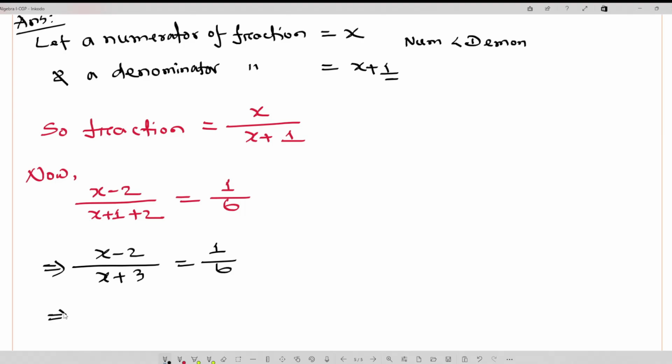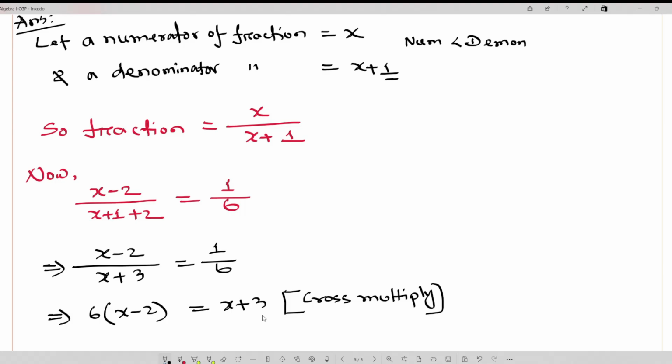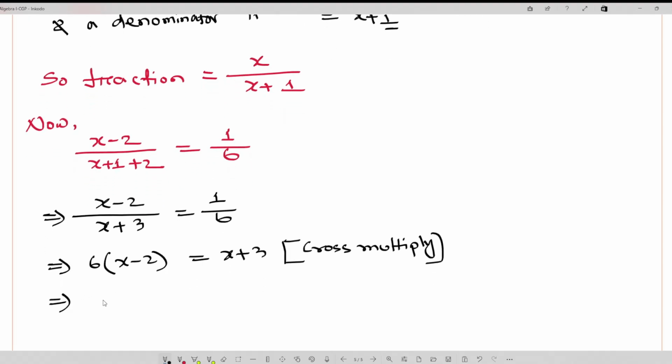Now we can cross multiply. 6 times x minus 2 equals x plus 3. We can say cross multiply, right? Then 6x minus 12 equals x plus 3. Then 6x, this x becomes minus x, equals 3, and minus 12 becomes plus 12, right?